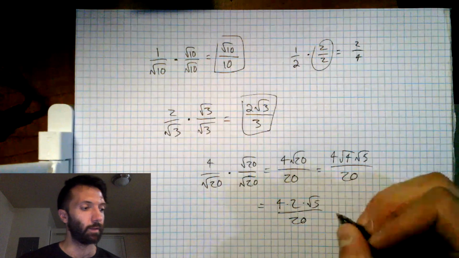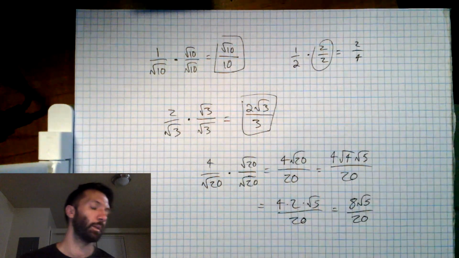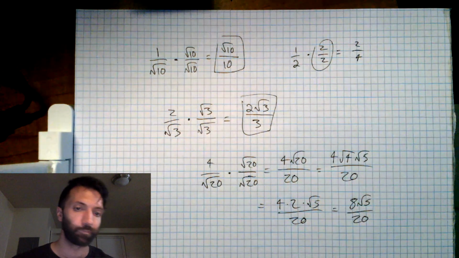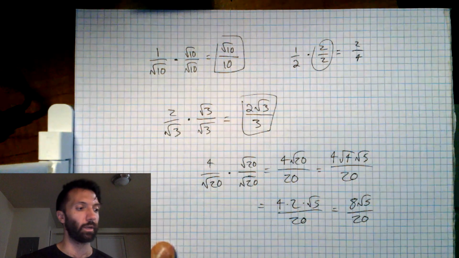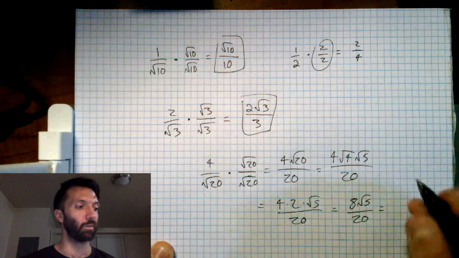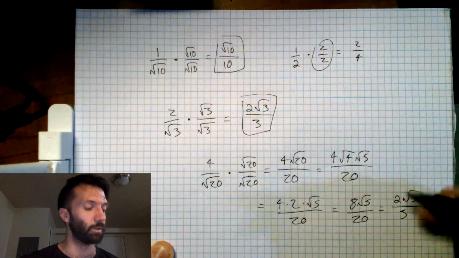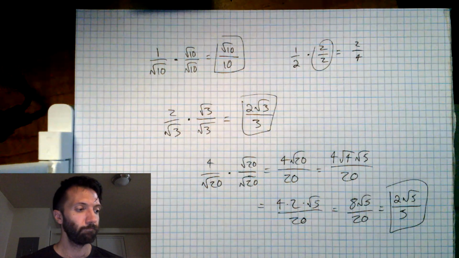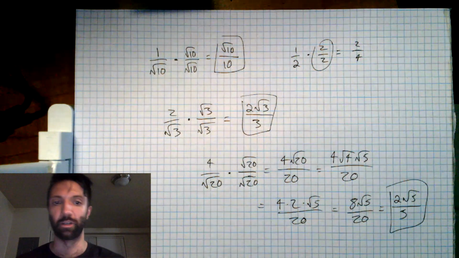So I have 4 times 2 times root 5 all over 20. Okay, that simplifies to 8 root 5 over 20. And now I can simplify 8 divided by 20. 4 goes into 8 twice, and 4 goes into 20 5 times. So I can fully simplify this to 2 root 5 over 5. Okay, and again, the 2/5 comes from the simplified version of 8 over 20.